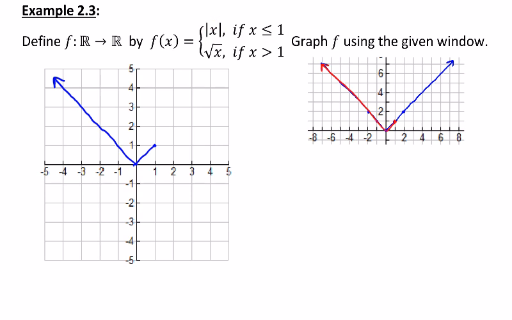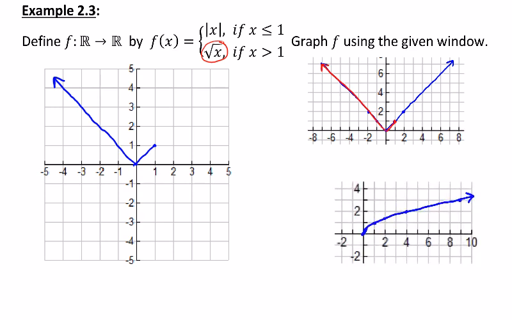Let's go ahead and take a look at the second piece. The second piece is given by the square root of x. Let me pull up that picture. And this is only going to be when x is greater than 1.